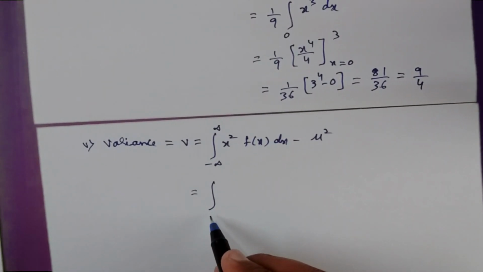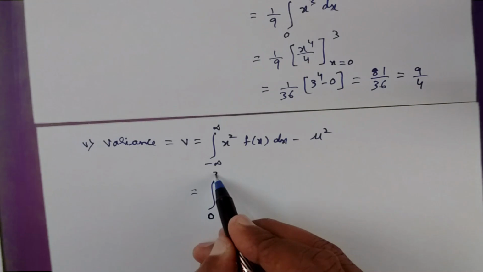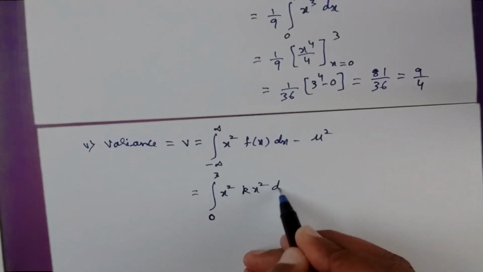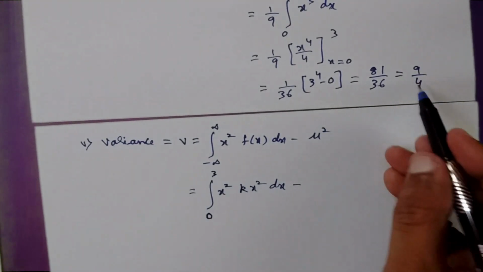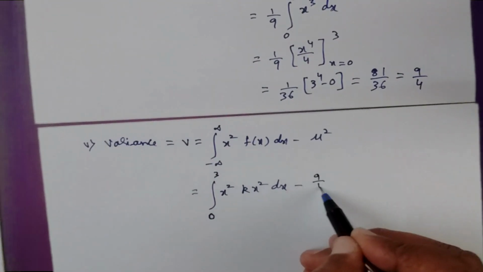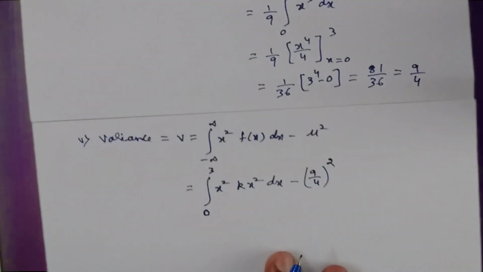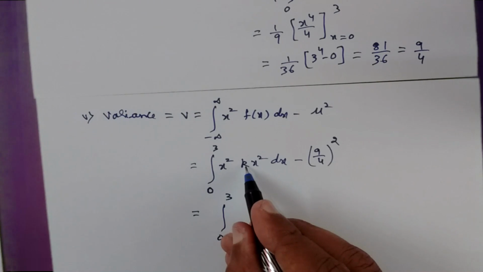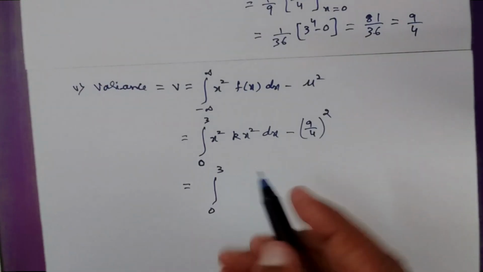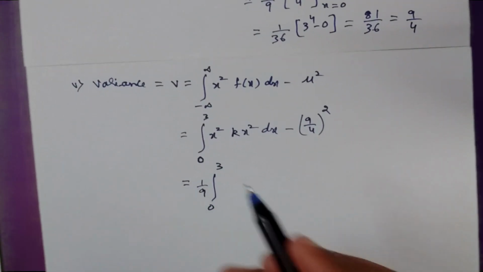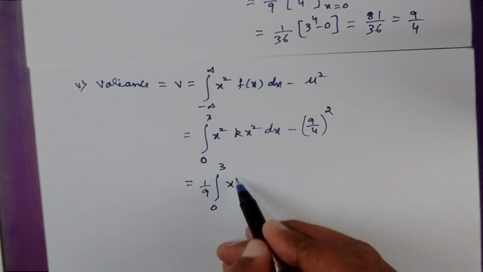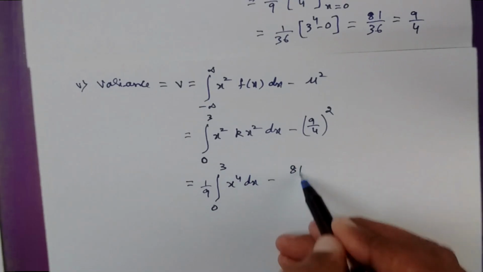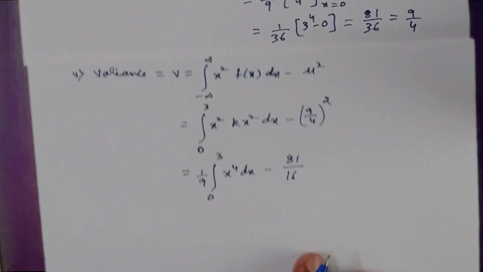So this integral is defined only for 0 to 3. X square, the value of f of x is kx square into dx, minus mean mu, which we just calculated to be 9 by 4, and it is squared. It is integral of 0 to 3. K value is 1 by 9, so you can take that 1 by 9 outside. X square into x square will be x power of 4 into dx. 9 square is 81 divided by 4 square will be 16.